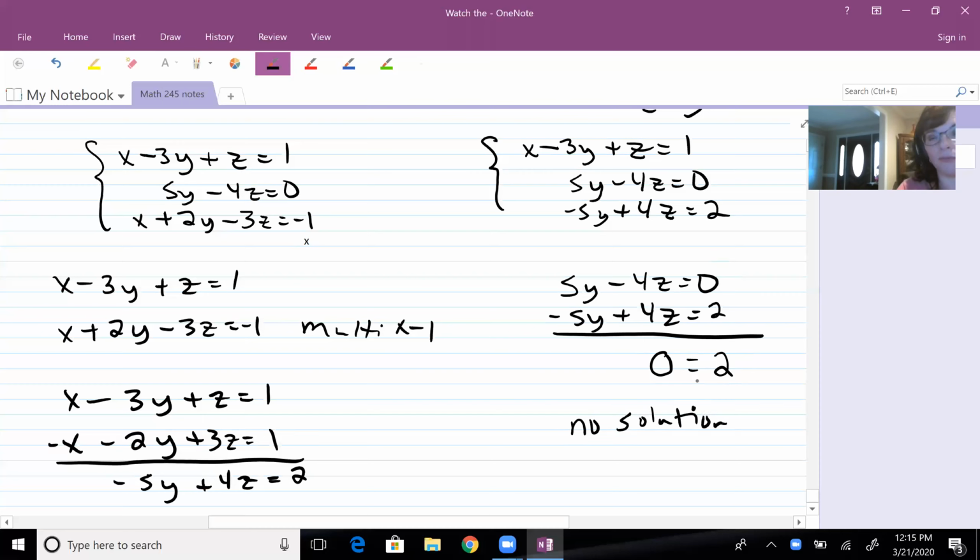There are plenty of ordered triples that work the first equation and the second equation and the third equation. There's probably even ordered triples that work the first and second, second and third, and first and third. But there's not one that's going to work all three equations at the same time.